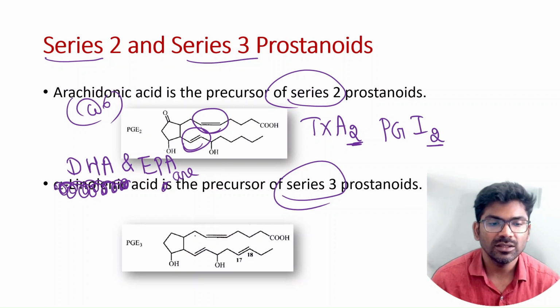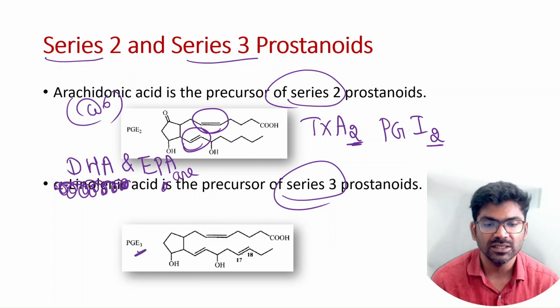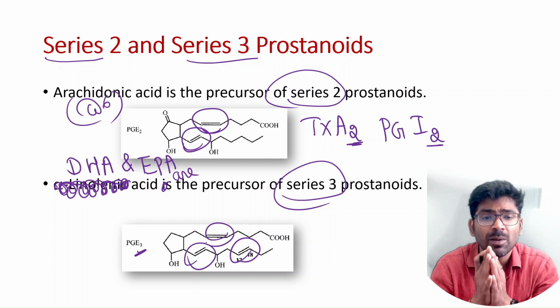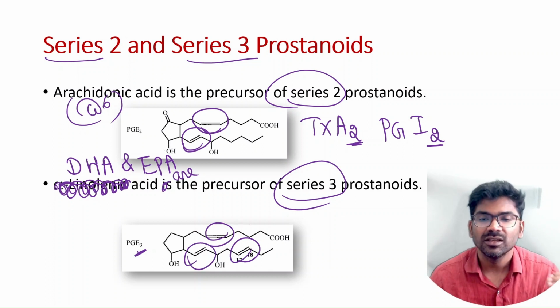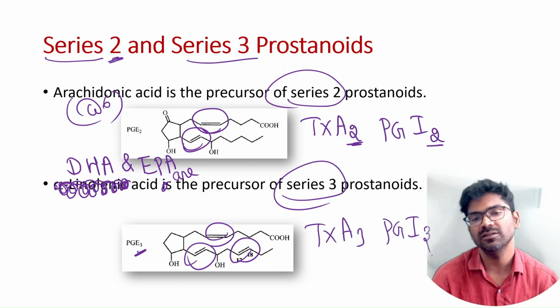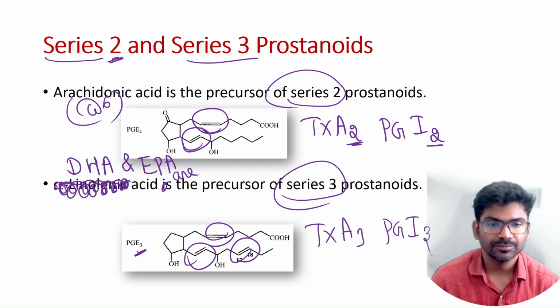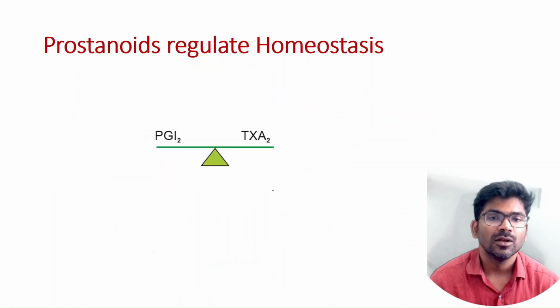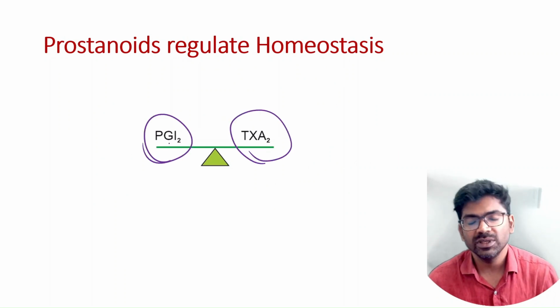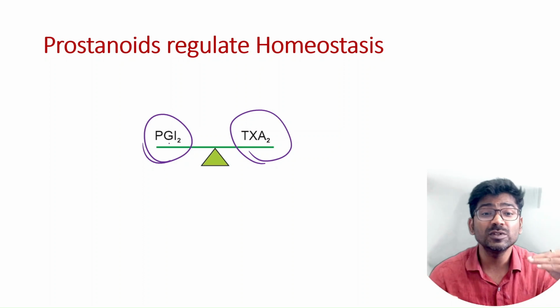Whereas look at this PGE3. 1, 2, 3. There are 3 double bonds. There is no need to remember the structure. Just understand why they are known as series 2. 2 stands for the number of double bonds. So thromboxane A3 and PGI3. Clear? Right. So as I have mentioned, thromboxane A2 and PGI2 have opposing functions.